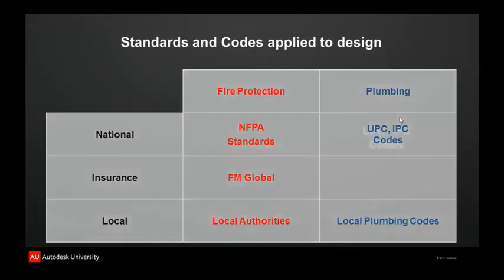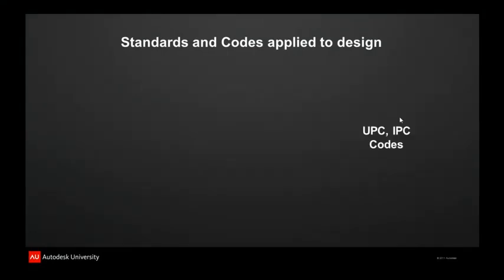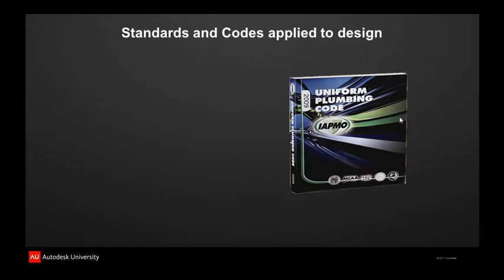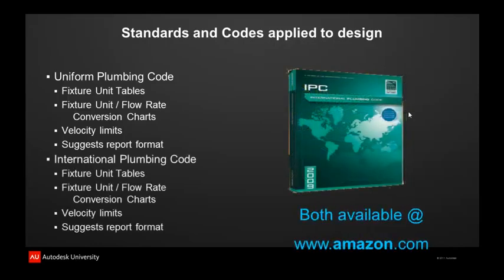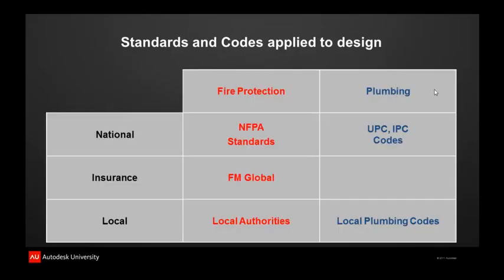By comparison, the plumbing codes are many and varied, but the UPC and the IPC, the Uniform Plumbing Code and the International Plumbing Code, are among the most popular and most widely used standards. They specify fixture units, conversions for those fixture units, velocity limits, and suggest report formats for the calculation of plumbing supply systems. The International Plumbing Code has essentially the same information, slightly different values, and in a slightly different format. I wasn't able to find those for free viewing anywhere, but they're available through Amazon.com and obviously many other outlets. And in both cases, local codes are very important in that they supersede often or augment the other standards.